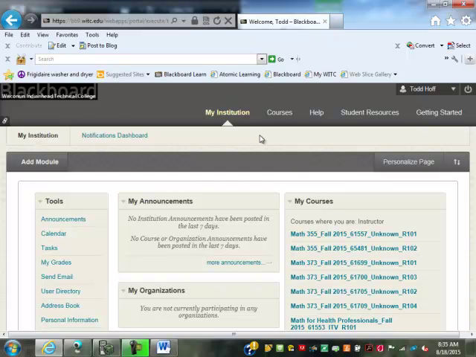I've already logged into it once today, so I don't have to do it again. Normally, you'd have to log in. Just like your email, your username would be your student ID number, and your password would be the same as well. The first two letters of your first name, first two letters of your last name, and then the last four digits of your social security number.